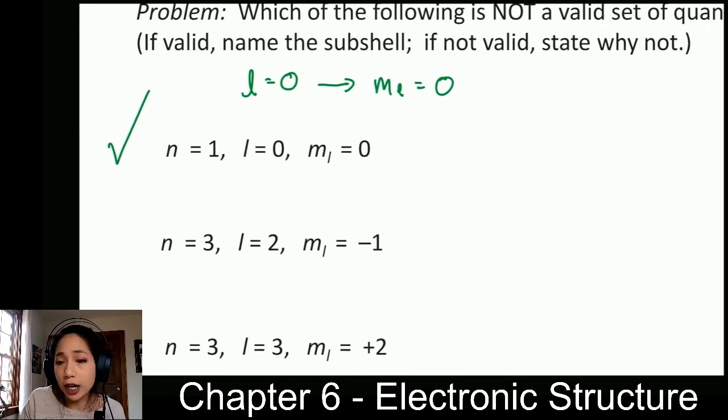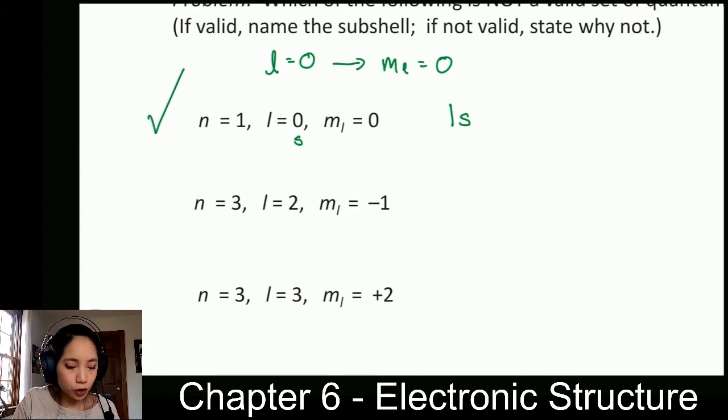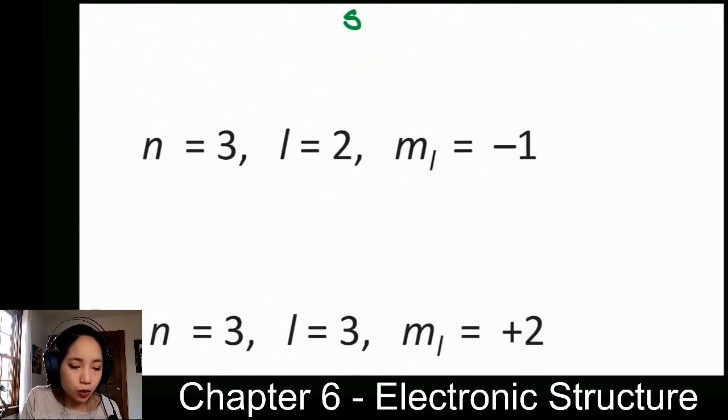So if we wanted to write the actual orbital for this, if L equals 0, this is an S orbital or subshell. So then this would be a 1s. This electron would be in the 1s orbital or subshell. Okay, so let's move on to the next one. n equals 3.